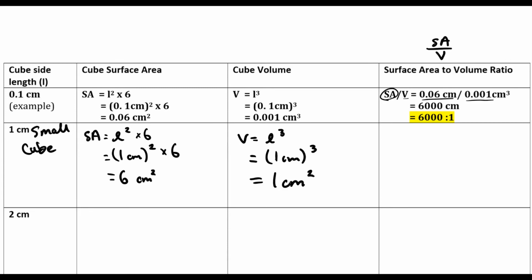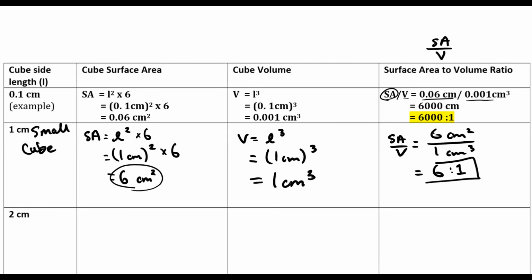So what we're going to do is take those values and take the ratio of them. The surface area to volume ratio is going to be whatever the surface area was, 6 centimeters squared, and we're going to divide it by the volume, which was 1 centimeter cubed. And when we do that, we're going to get 6 divided by 1 is just 6. So that's a 6 to 1 ratio.